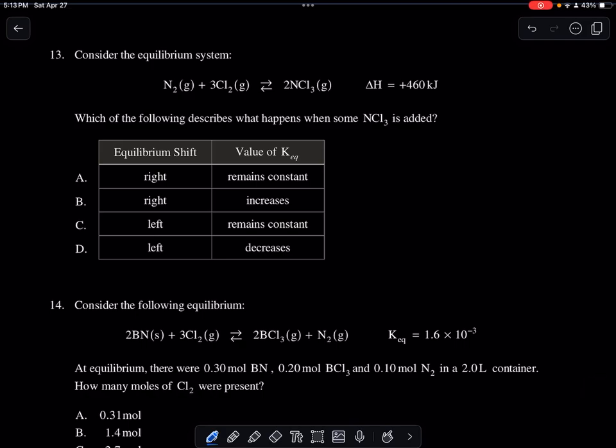Which of the following will happen when some NCl3 is added? Notice that they've played this trick. It's that what happens to the value of KEQ? KEQ remains constant. It is not dependent on concentration. It depends on temperature only. Okay, and now when you've added some NCl3, what do you predict would happen? So the equilibrium is shifting left. Because when you increase the amount of NCl3, it will shift the equilibrium to the left to decrease that NCl3 concentration.